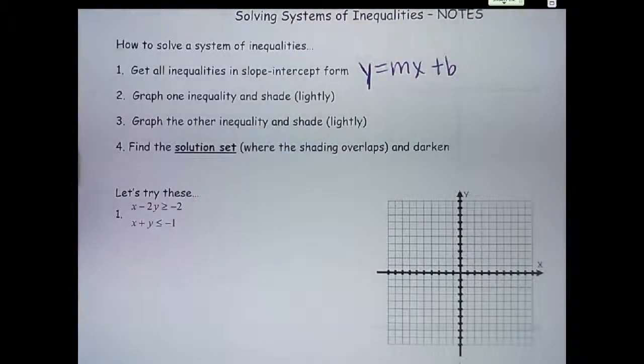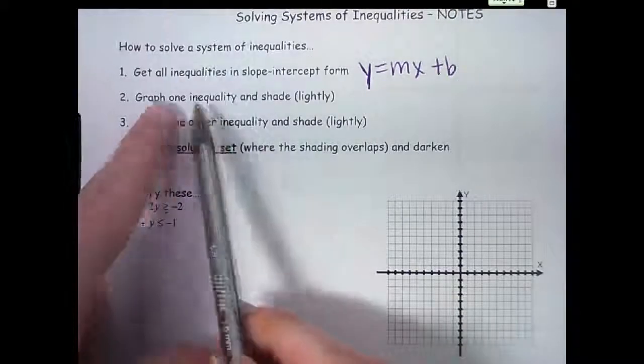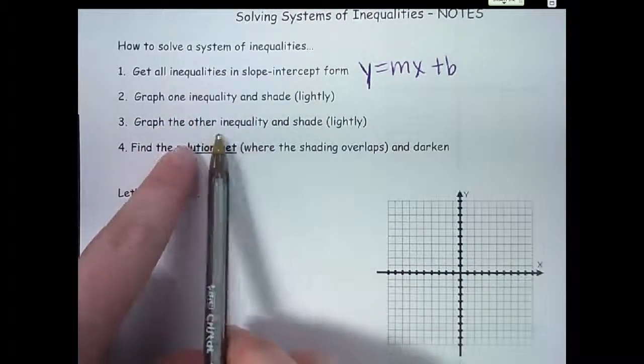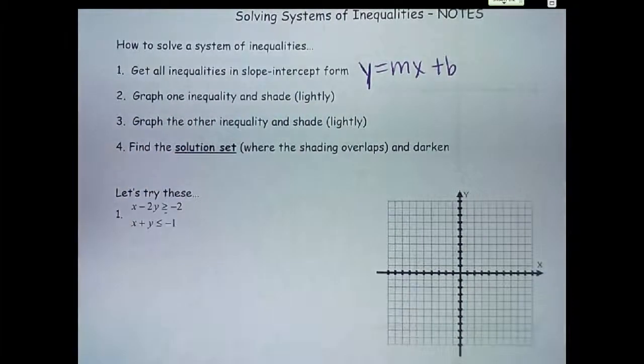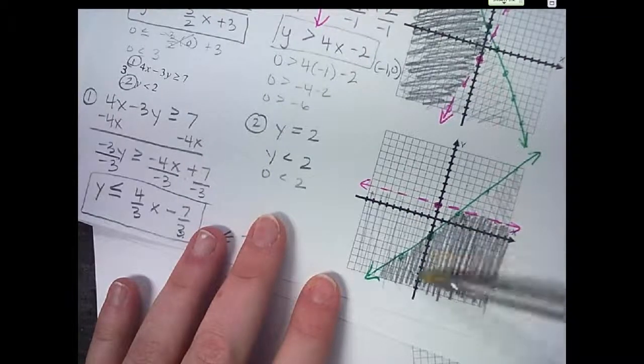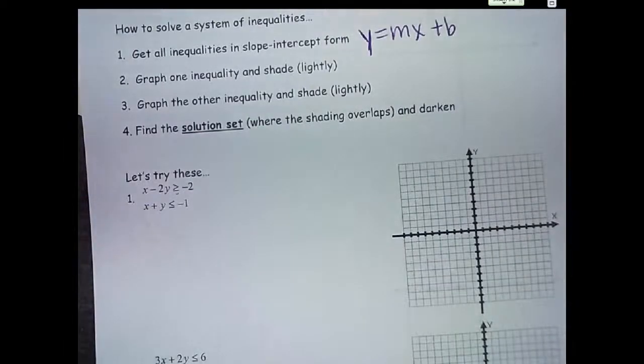Everything needs to be in y equals mx plus b form, just like yesterday, except the main thing is we have inequalities. So we're going to graph one inequality and shade lightly, and then we're going to graph another one and shade lightly. And let me show you what our answers are kind of going to look like. They're going to look something like this. So you're going to have two shaded regions, and then where they cross over is like our solution area. Okay, not horrible, doesn't take that long.